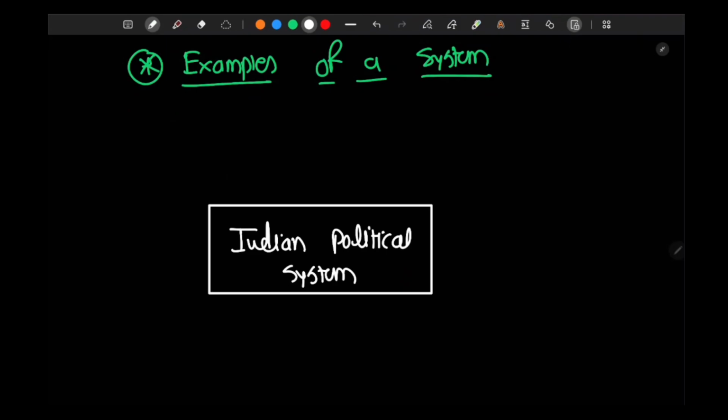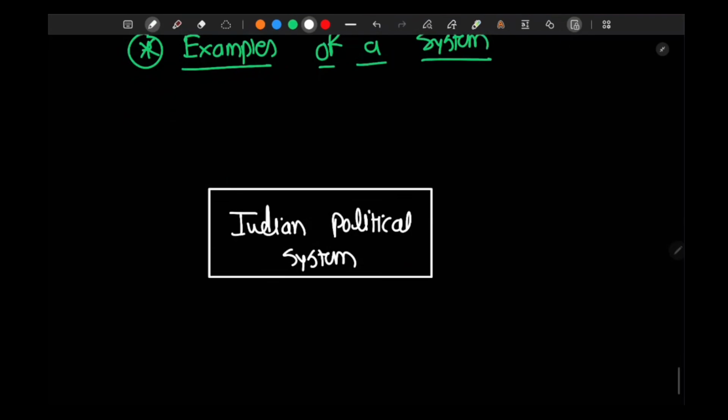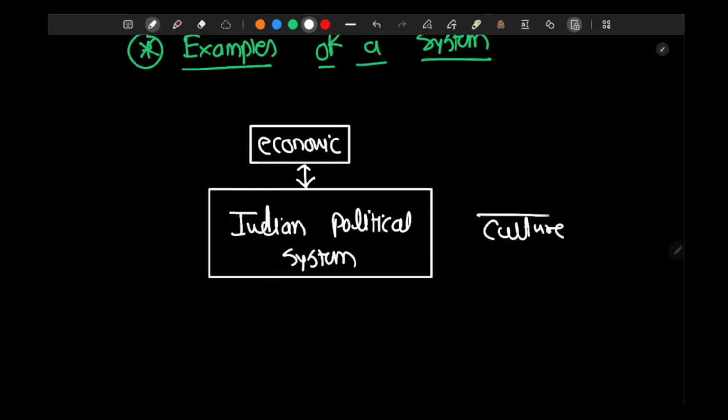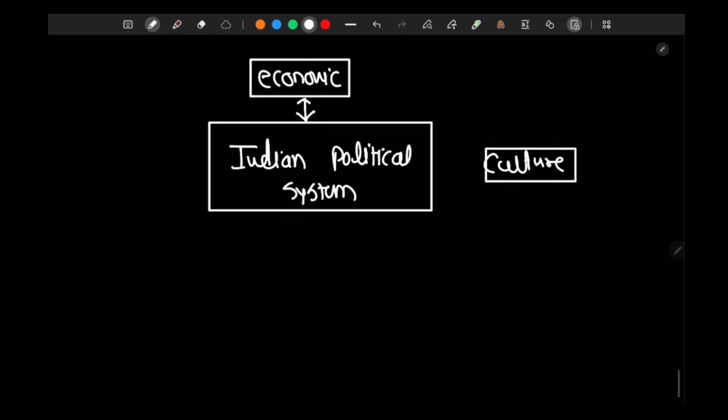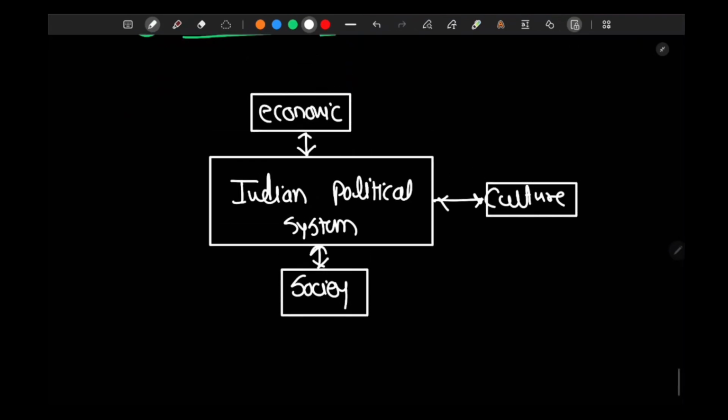This is a system, right? This is a subsystem. What are the subsystems with respect to this? Economics. The Indian economy is a subsystem to the Indian political system. Indian culture is a subsystem to the Indian political system. Then Indian society is also a subsystem to the Indian political system. All these three, four things will affect each other.